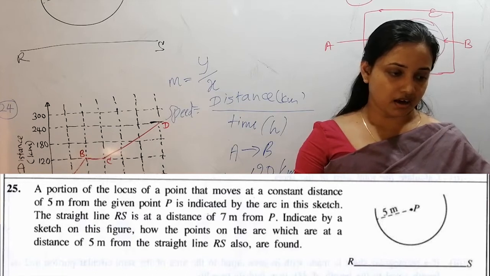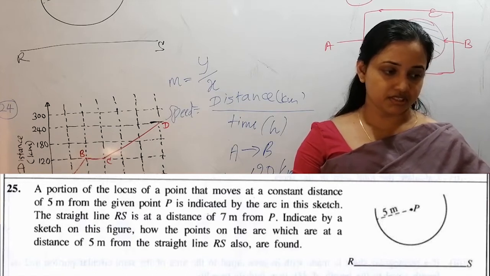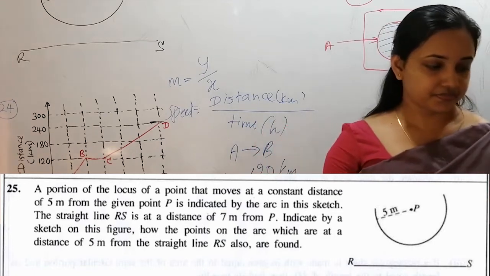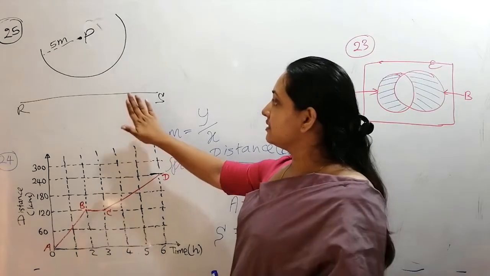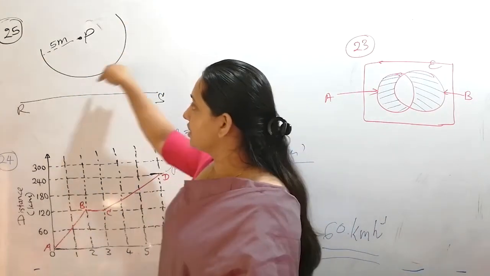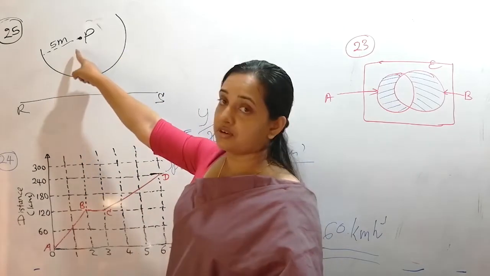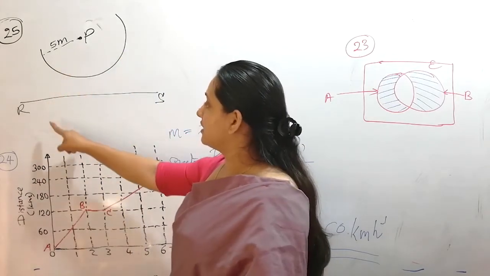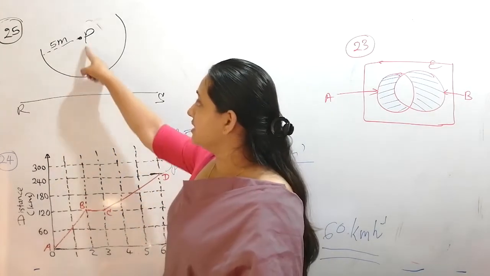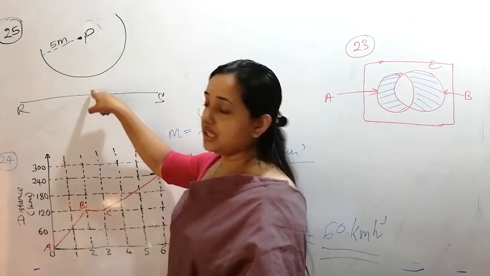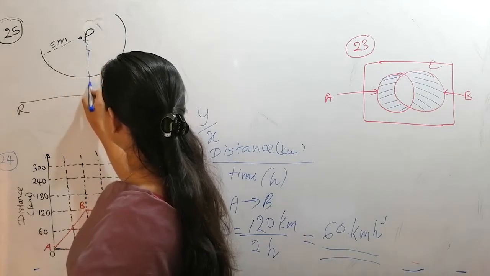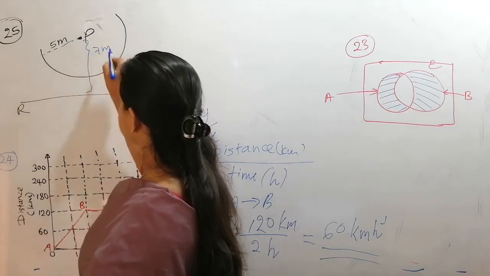How can the points on the arc which are 5 meters from the straight line RS also be found? Here this sketch is given. This is the arc which is drawn 5 meters away from point P, and RS is a line whose minimum distance to P is 7 meters. The minimum distance is 7 meters. Okay.